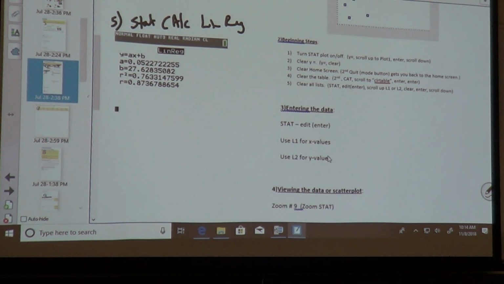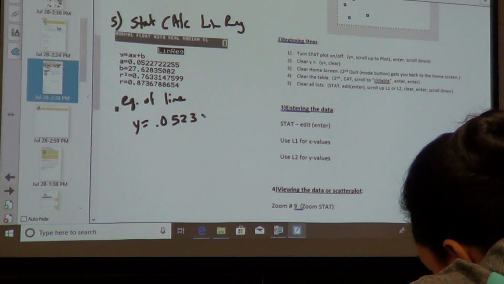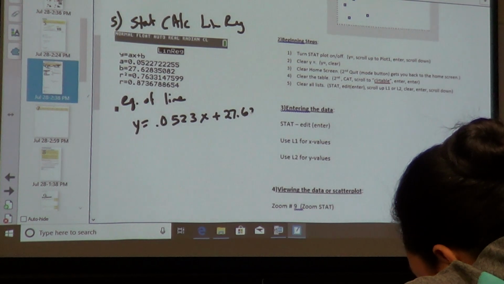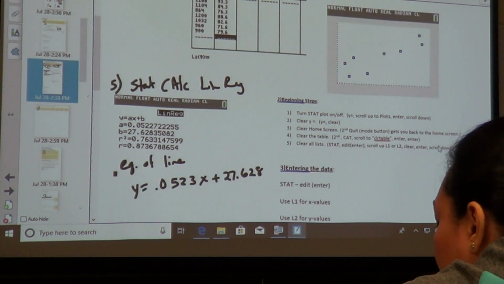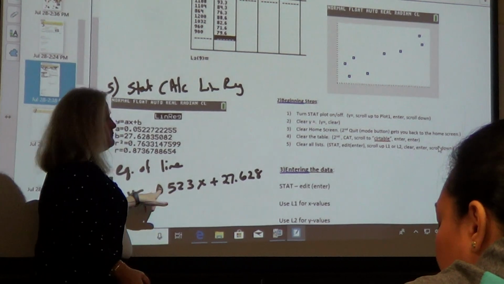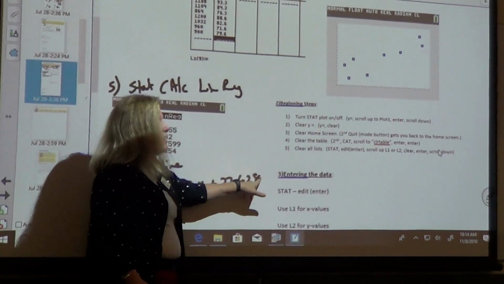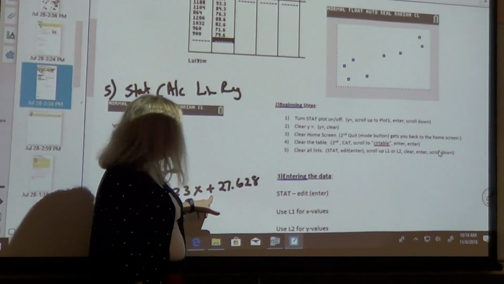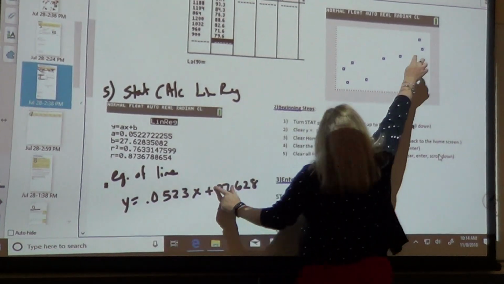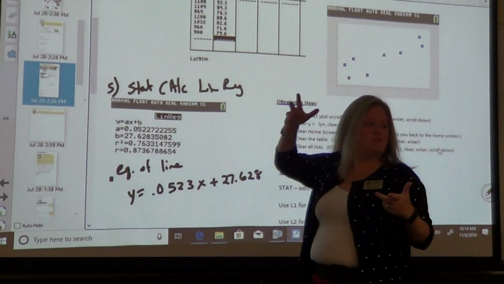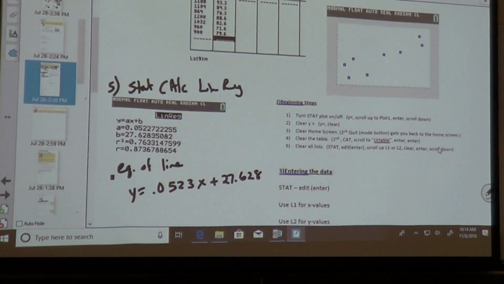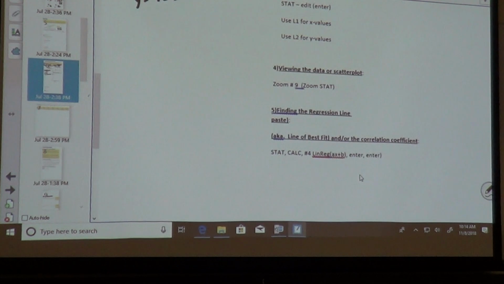So in this step, we know that the equation of the line is going to be y equals 0.0523x plus 27.628. So y'all, now that we know what this equation means, is my line going uphill or downhill? Uphill. And where does my line touch the y-axis? Around 27, 28. So if I draw this line, it is going uphill, and it will touch about at 28. That's what that line is telling me, okay? So we just did number 5, which is where we've been stopping.